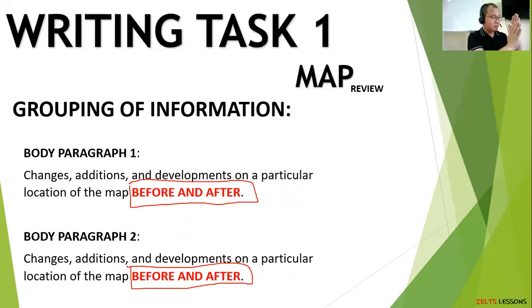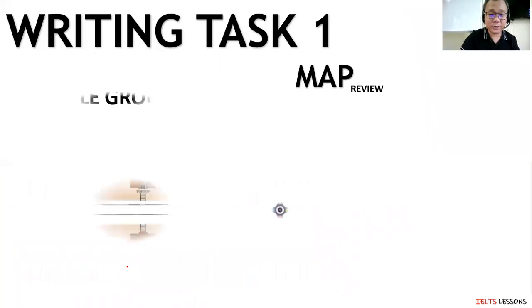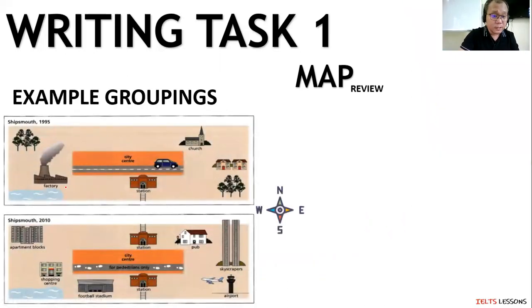So body paragraph 1, before and after. On the northwestern side, northeastern side, before and after. And then on the southwestern, northeast and southwest, for example, you divide that before and after, but you shouldn't divide them map 1, body 1, map 2, body 2. Don't do that, okay? So here is an example. As you can see, there is a direction here. There is a north, the upper one, to the left is west, to the right is east, and to the bottom is south.